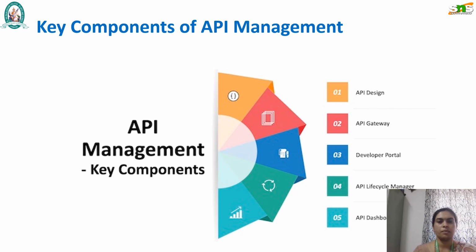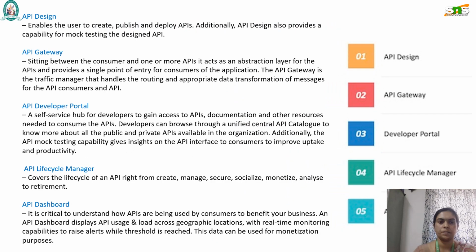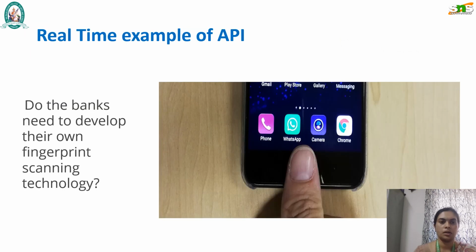The key components of API management are the API design, API gateway, developer portal, API lifecycle manager, and API dashboard. So these 5 key components make up the API management process. So these are the explanation. API design, API gateway, API developer portal, API lifecycle manager, and API dashboard.